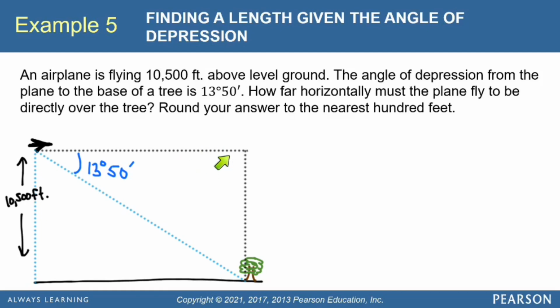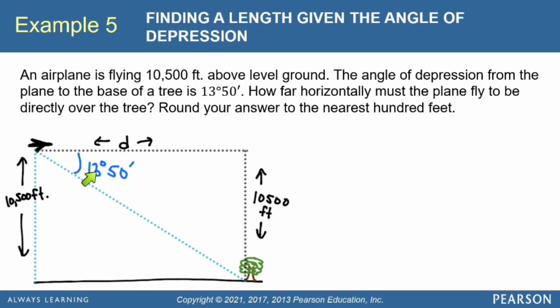So that has to be 90 degrees right there. The length of this side is the distance that we're interested in finding, so I'll call that D. This height here is the height that the plane is flying at, so that's 10,500 feet, and that's the length of that vertical side. And so now let's see what we've got.